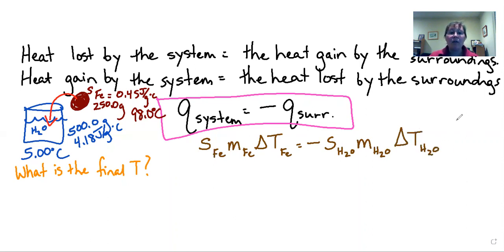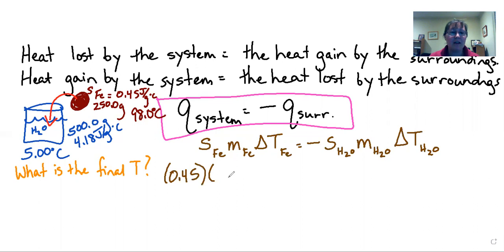Okay, now I have the specific heat of both items. I have the mass of both items. I have the initial temperature for both items, but I don't have the final temperature of the water, and I don't have the final temperature of the iron. So what I need to do is recognize that they will have the same final temperature, because they're going to be allowed to equilibrate. So I'm going to do the math like this.